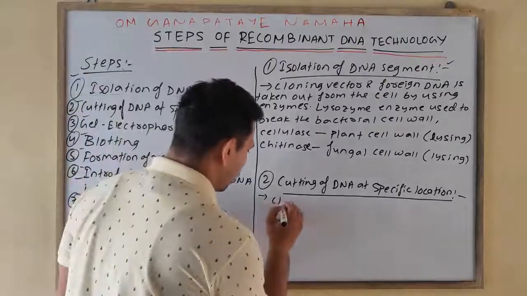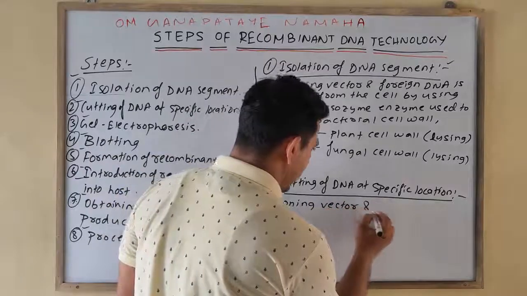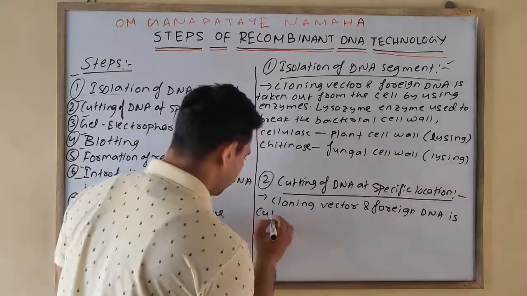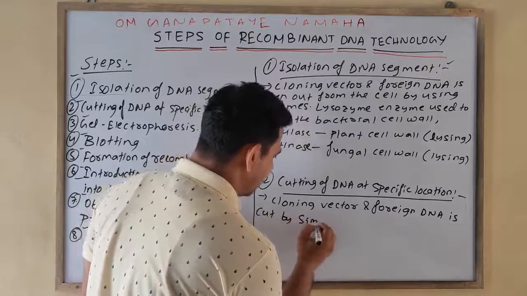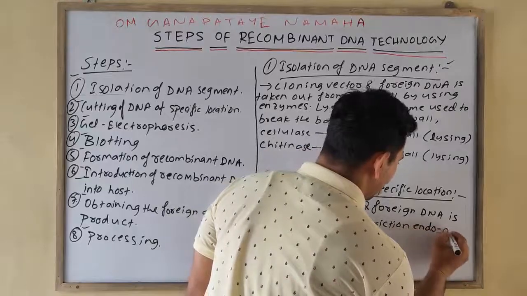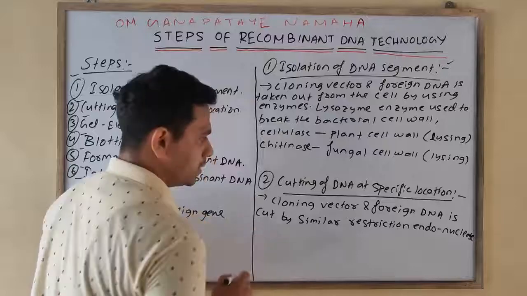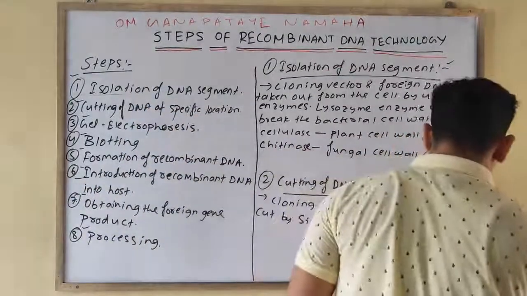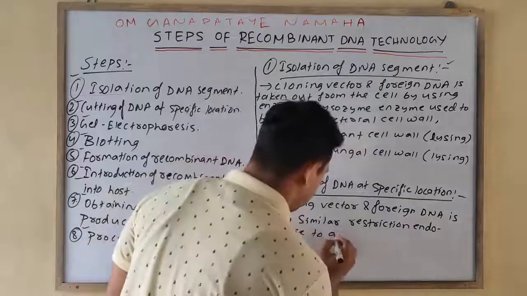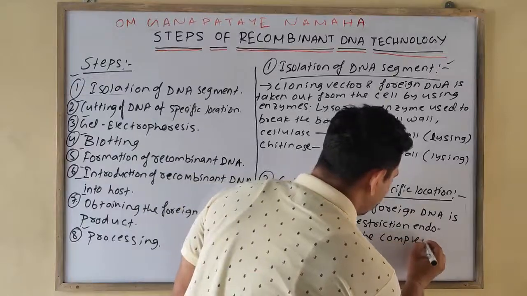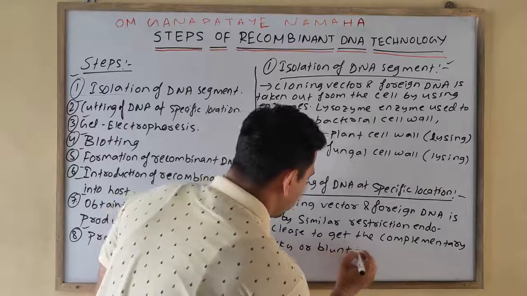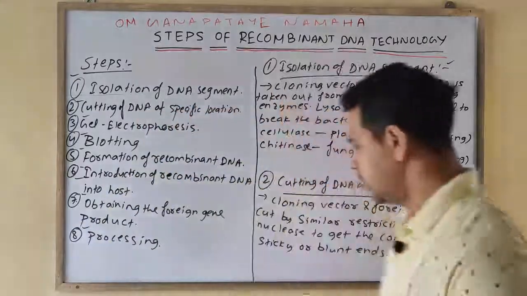that the cloning vector and foreign DNA are cut by similar restriction endonuclease to get the complementary sticky or blunt ends, by which we can form the recombinant DNA, using ligase.